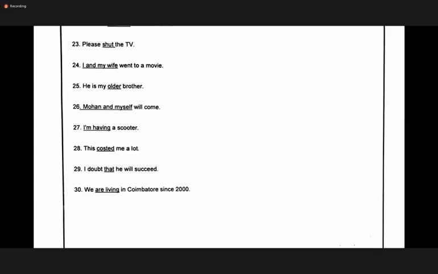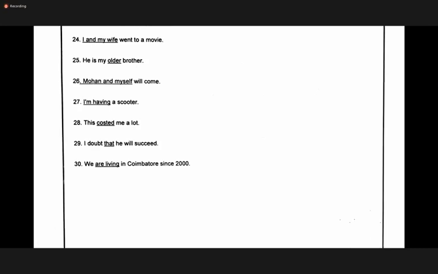26. Mohan and myself will come. Mohan and I. Yes, in the subject place, don't use a self pronoun, use the subjective form. Mohan and I will come. 27. I am having a scooter. I have. Yes, I have a scooter.